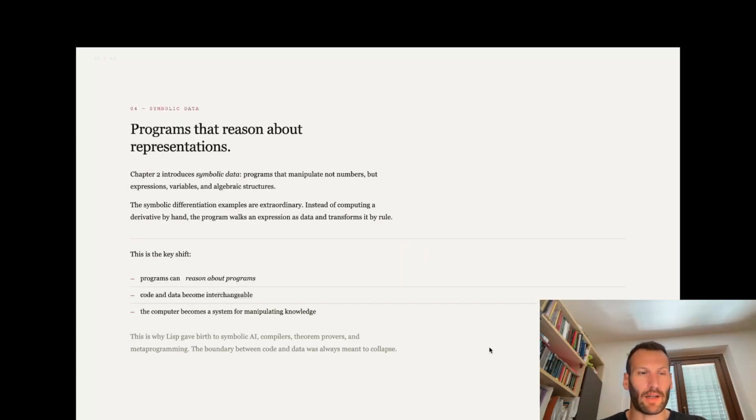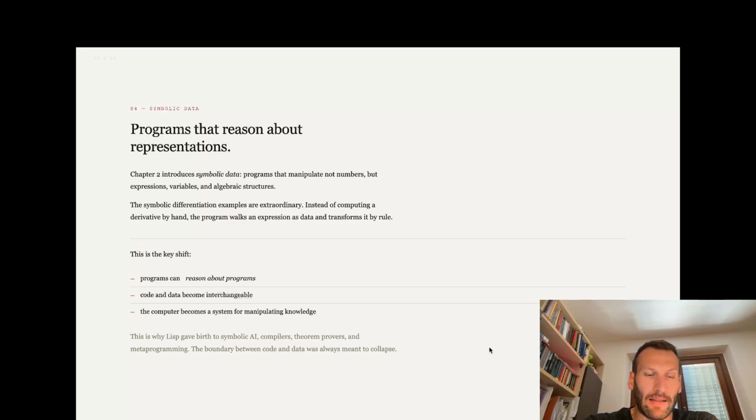Another key takeaway from chapter 2 are programs that reason about representations. Indeed, chapter 2 introduces symbolic data, so programs that manipulate not numbers but expressions, variables, and algebraic structures. And these symbolic differentiation examples are extraordinary. Basically, instead of computing a derivative by hand, the program takes an expression as data and transforms it by rule.